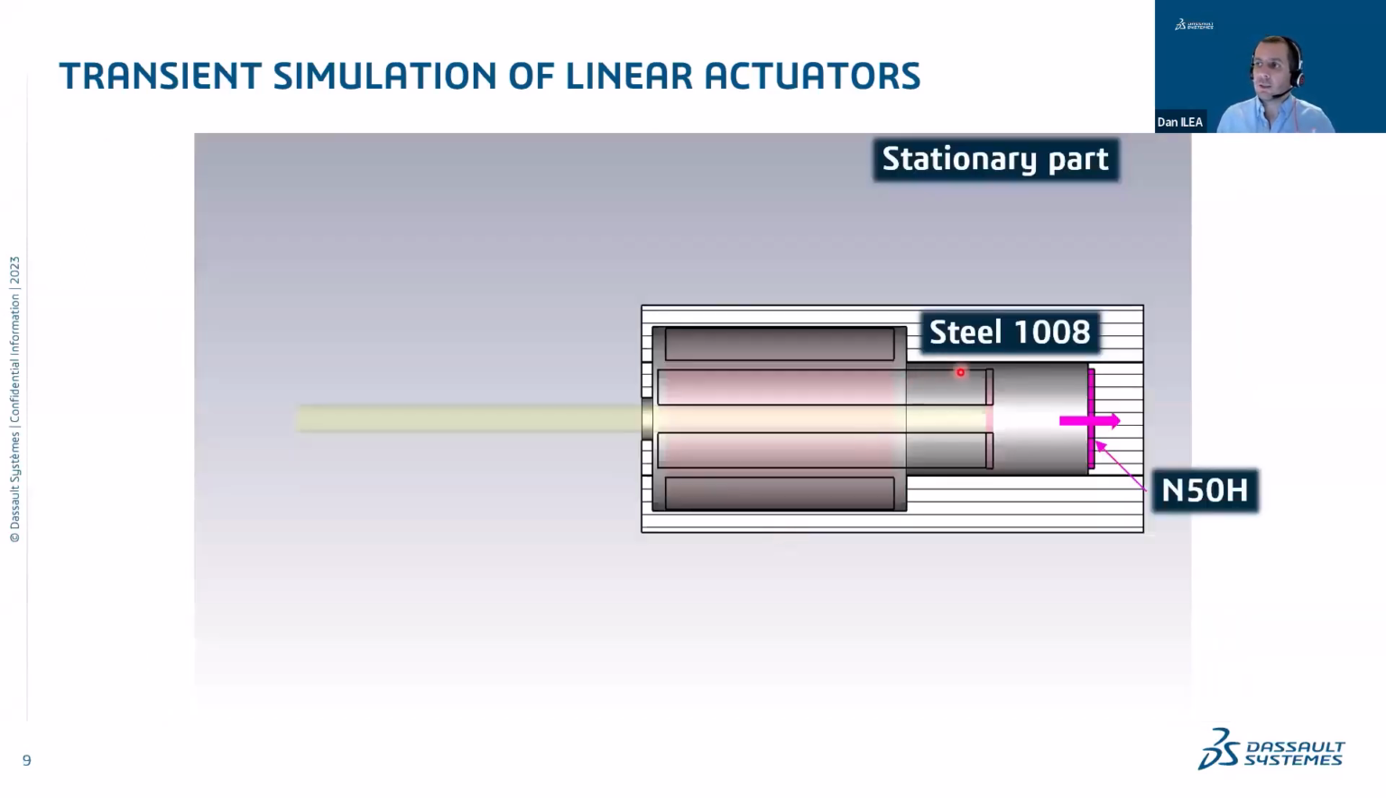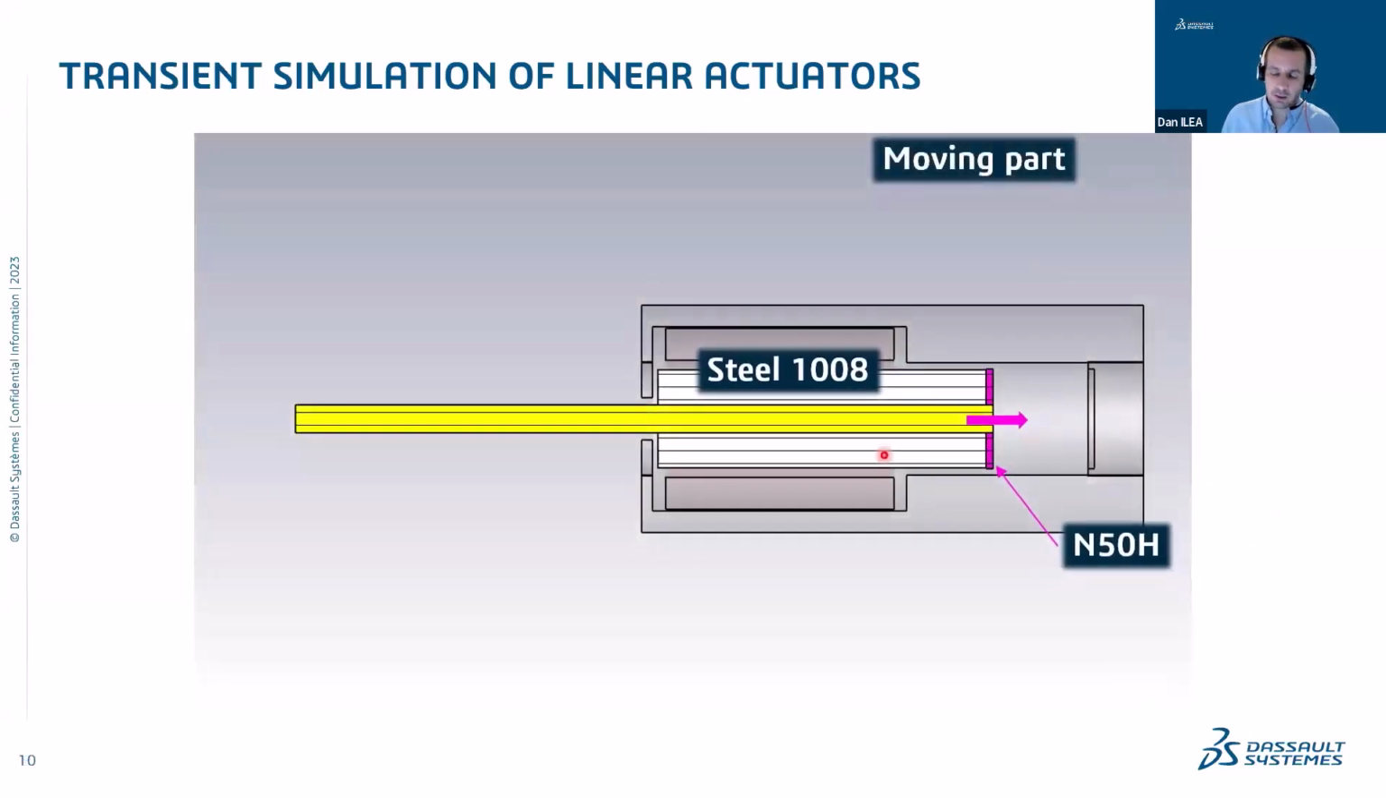Looking at the components very briefly, we have the static part, which is highlighted here, made up of steel. In this case, we took a material characteristic from our database, 10-8 steel. And we have a permanent magnet in pink on the right-hand side, oriented as this arrow indicates, from left to right, a certain grade of permanent magnet material. So this is the stationary part of our actuator.